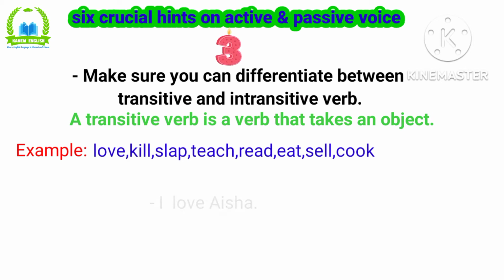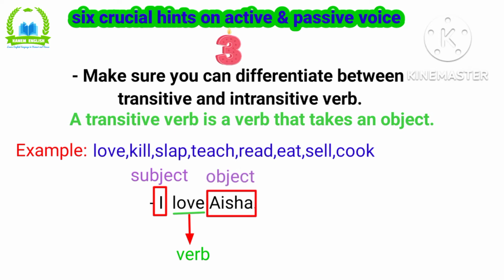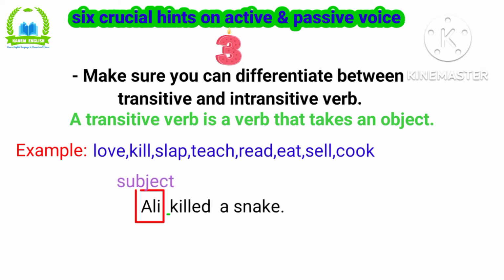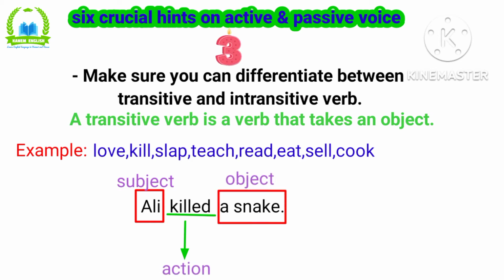For instance, if I said I love Aisha, so I is the subject, love is the verb, then Aisha is the object. So this verb carries an object. Ali killed a snake. So we have Ali the subject, the verb killed is the action, and then a snake is the object. So this verb can also take an object.